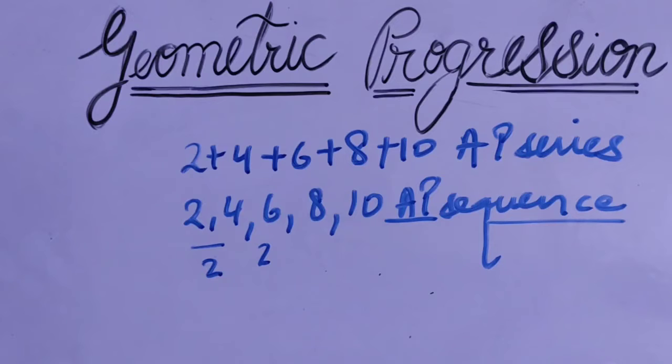Now what is a geometric progression sequence? Now see students, here the common difference will not remain the same. Here the common ratio will remain the same. What will remain the same here? Here the common ratio will remain the same. Suppose you have an example. Let us understand with the help of an example.